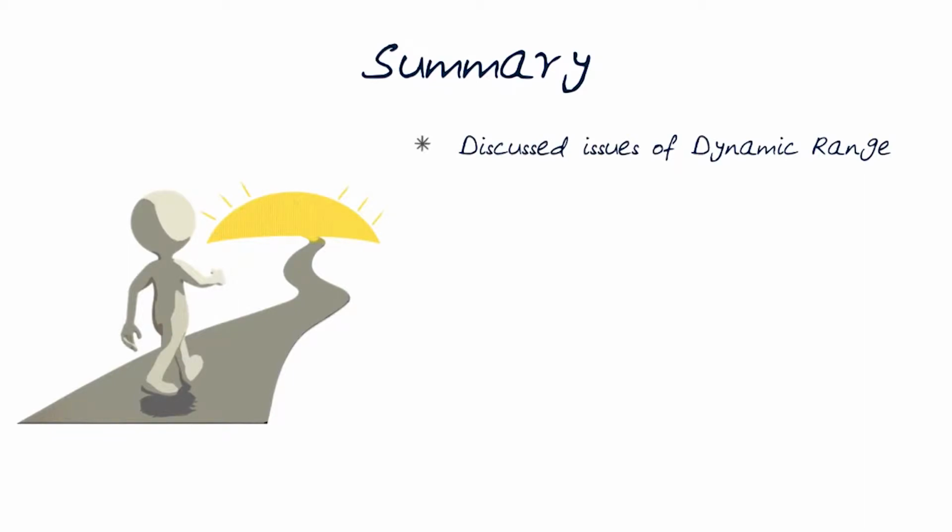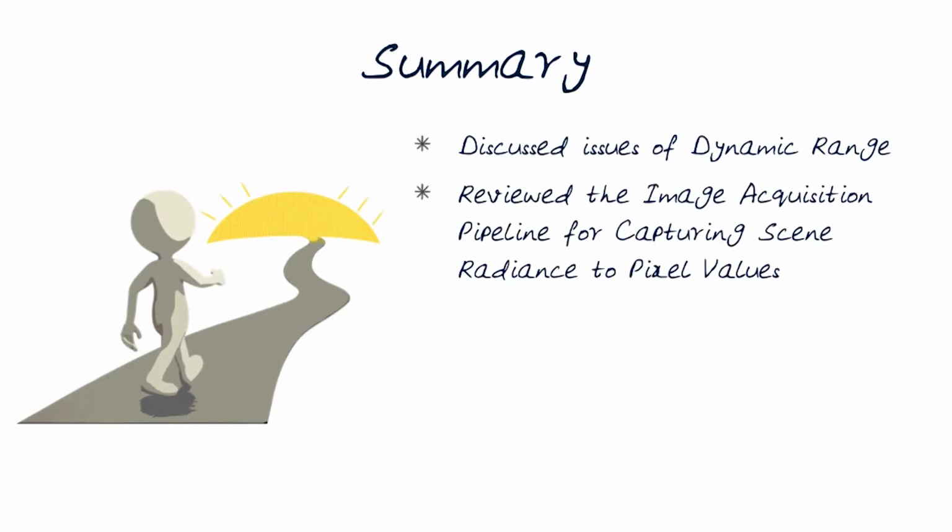So, to quickly summarize, I discussed a variety of issues of dynamic range, what it is, and related it back to how we can see some details of dynamic range and how we can capture that kind of information in a real scene. We basically talked about how the image acquisition pipeline is aimed at capturing the scene radiance, and we want to use that to convert to pixels.